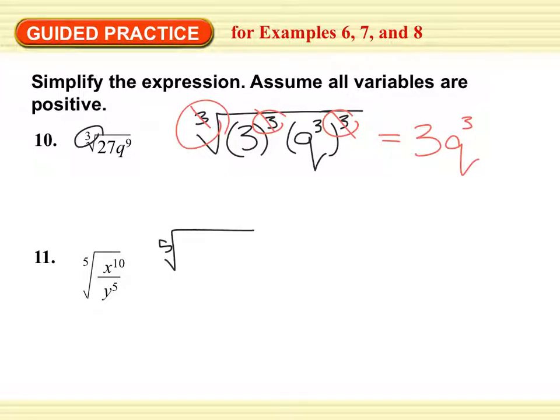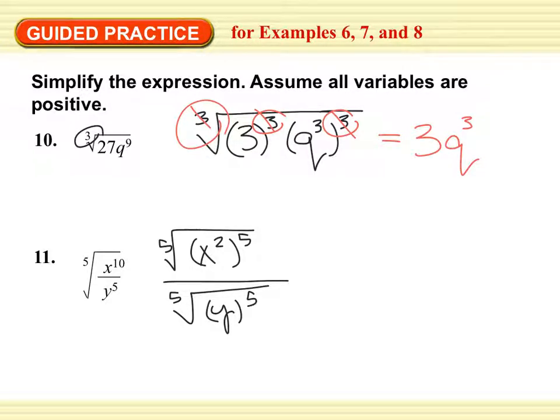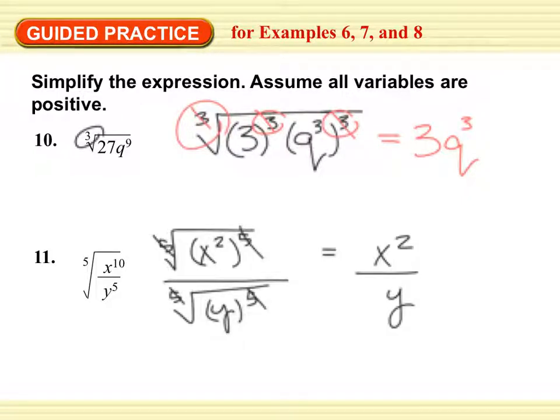5th root, I'm going to say that is x squared to the 5th, because 2 times 5 is 10, over 5th root y to the 5th. So I have the 5th root of something to the 5th power. It simplifies. 5th root, 5th power, y.